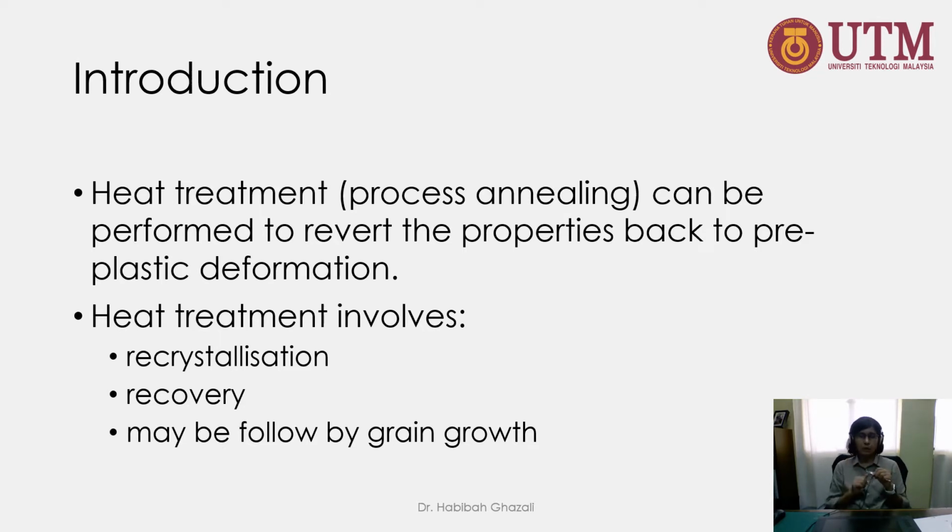We don't want materials that are brittle if we are going to use them in a lot of mechanical engineering applications. If we want to use it as a structural application, we don't want them to be brittle. We want them to be ductile, and it's much safer if the material is ductile. So we want to change some properties back to its original condition. So heat treatment, process annealing, is one way of doing it.